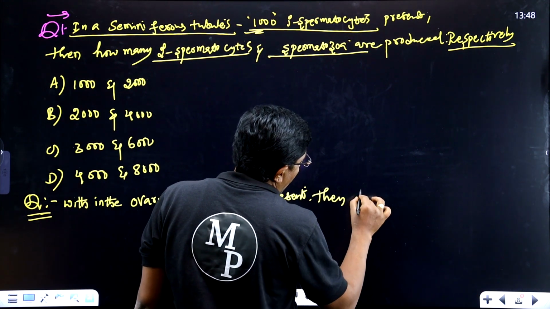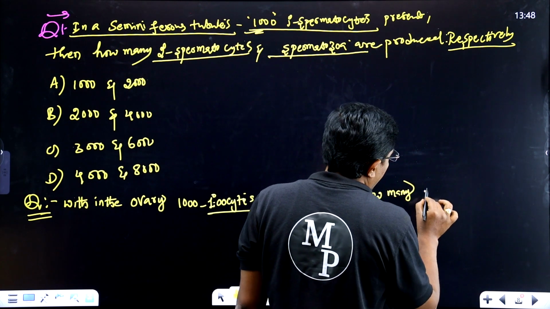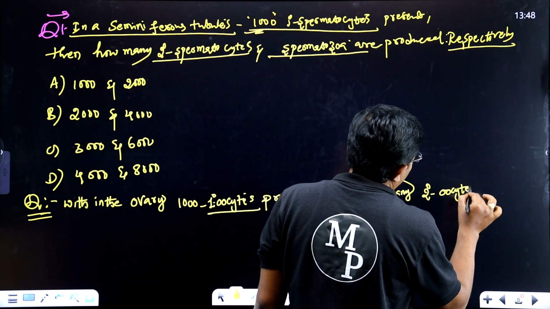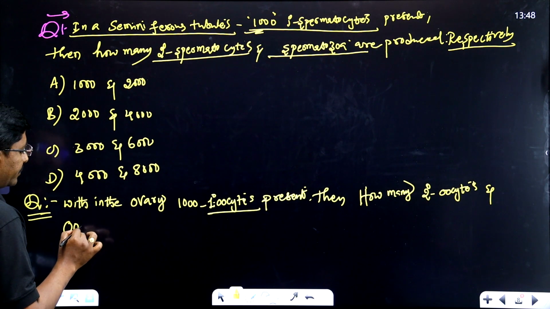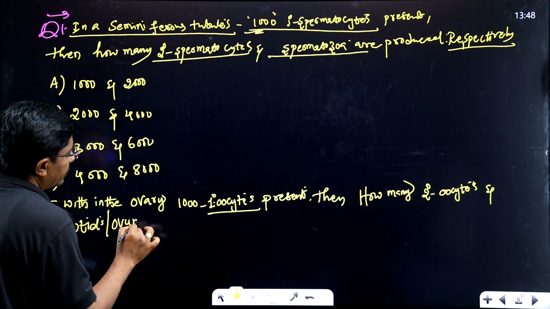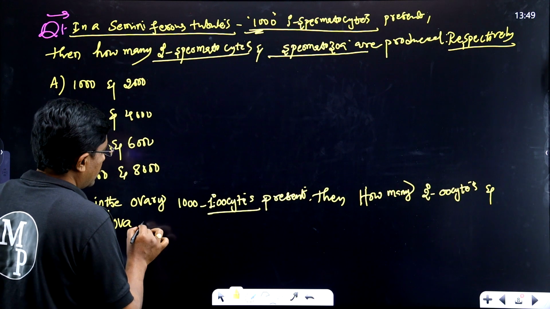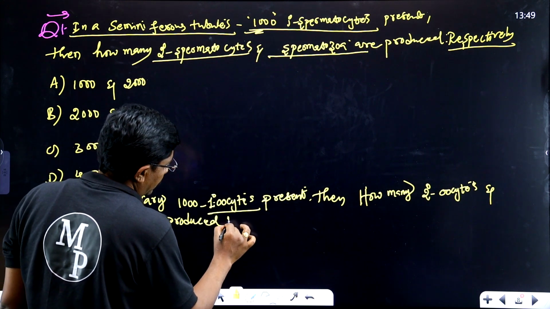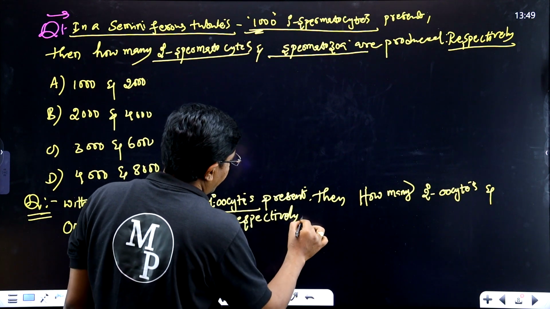Then how many secondary oocytes and ootids, which are ova, are produced respectively? It is question one.